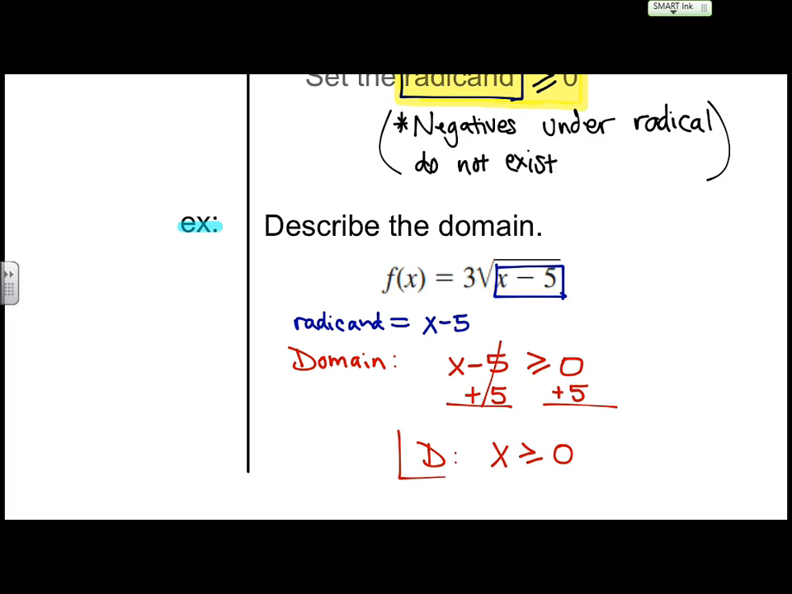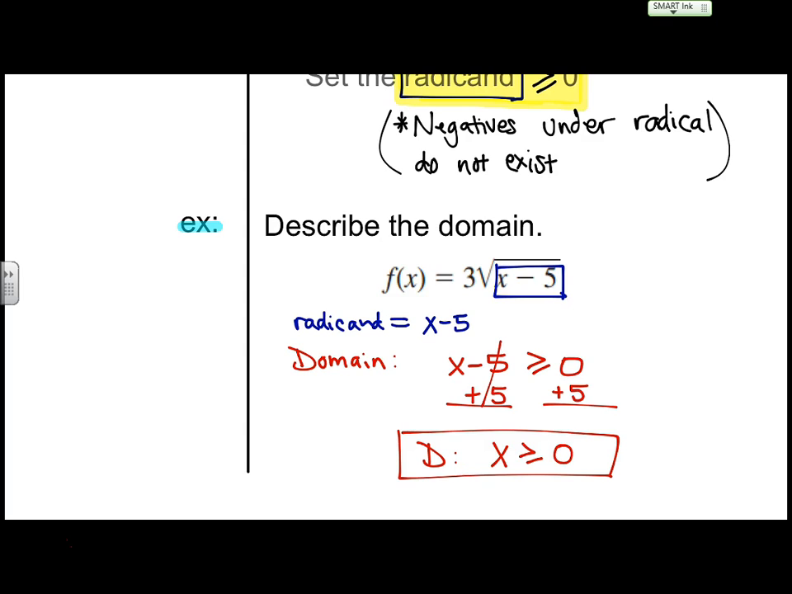Kiddos, this is the beginning section of homework. Take a square root function, find the radicand, set it greater than or equal to 0, solve for x. Some are harder, some are easier. Take the radicand, set it greater than or equal to 0, solve for x.